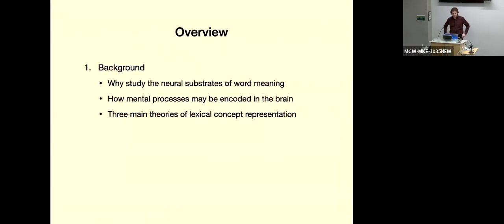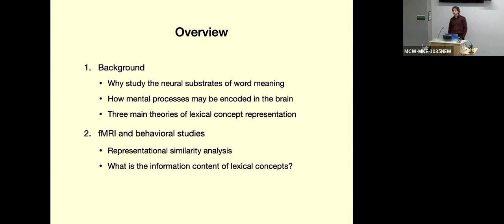So for a quick overview, I will start with the background. Why are we interested in studying the neural basis of word meaning of language? How mental processes may be encoded in the brain in neural activity, and the three main theories or three main approaches to how lexical concept or word meaning may be represented in the brain.